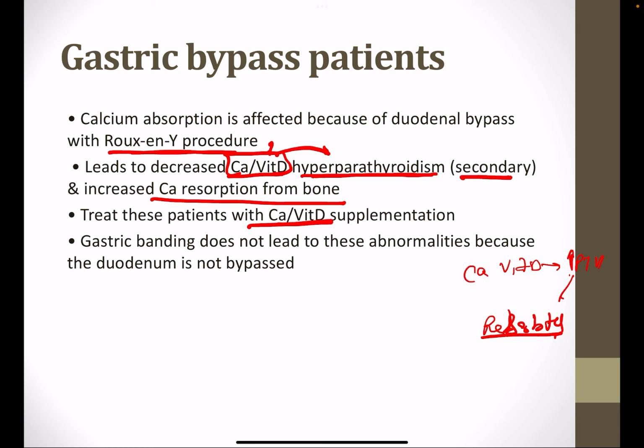Now, there is one more point, that gastric banding doesn't affect the fracture healing because it doesn't bypass the duodenum. Gastric banding is essentially making the stomach smaller by any means. It doesn't bypass the duodenum, so there is no way that the calcium absorption is getting affected.